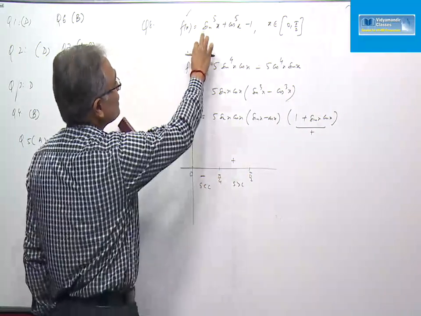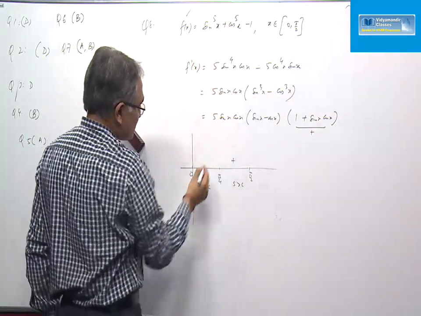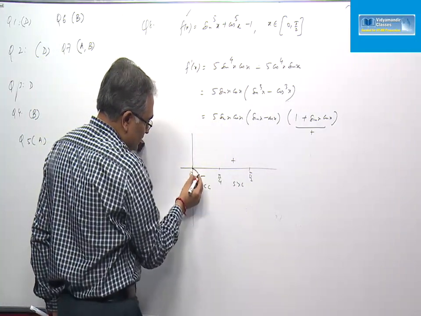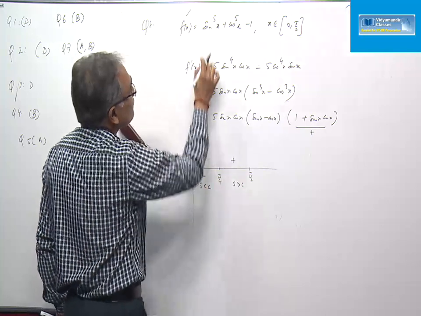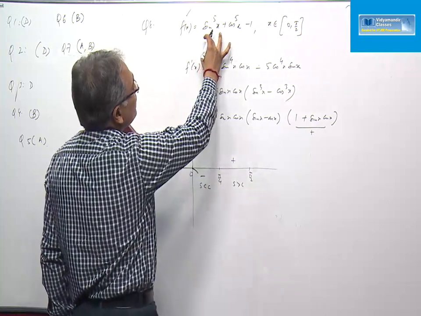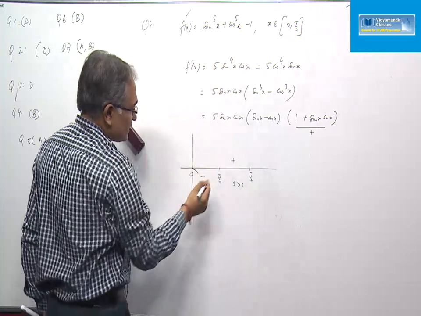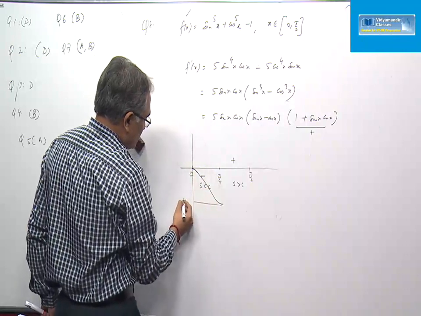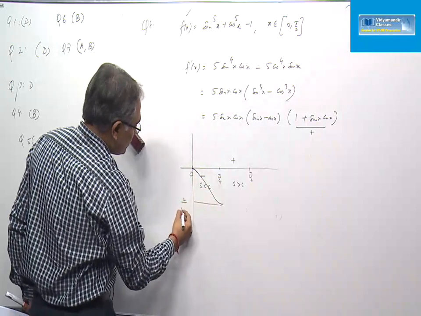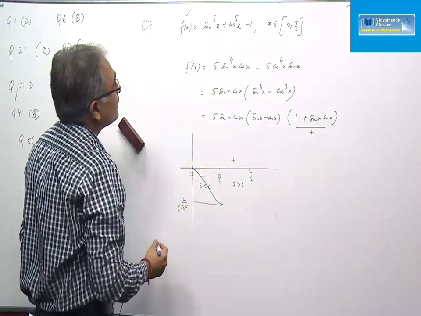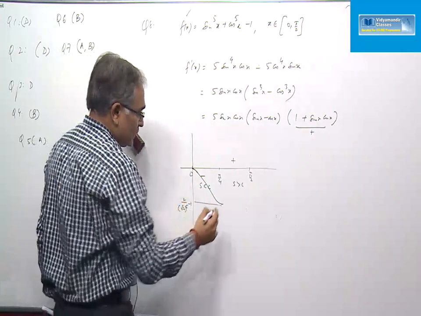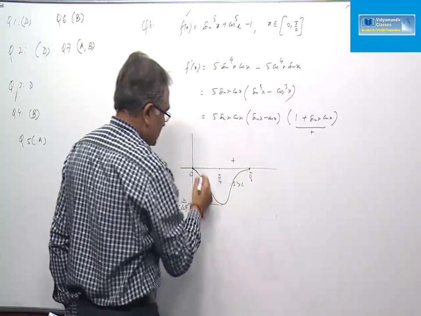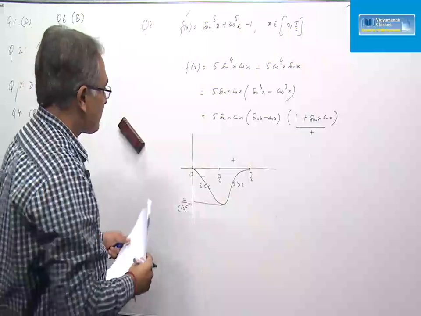And at 0, function value is sin 0 which is 0, cos 0 which is 1, 1 minus 1 is 0. That is, it starts from here. Derivative at 0 is 0, so it will be like this. At pi by 4 it will be 2 by root 2 to the power 5 minus 1, somewhat like this. This is the graph of f(x).